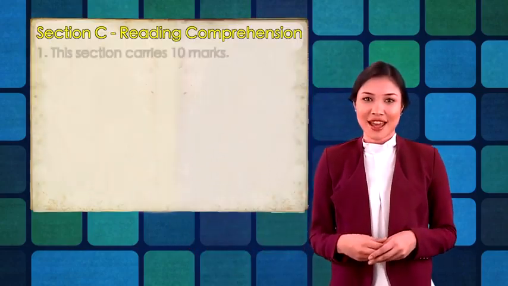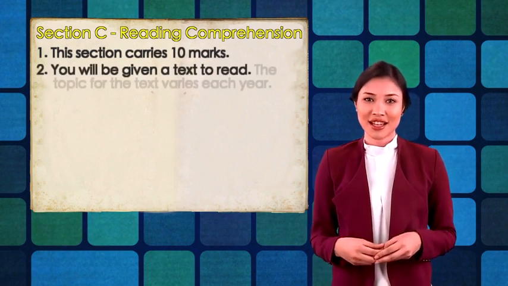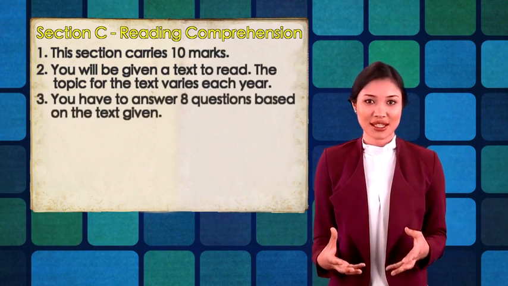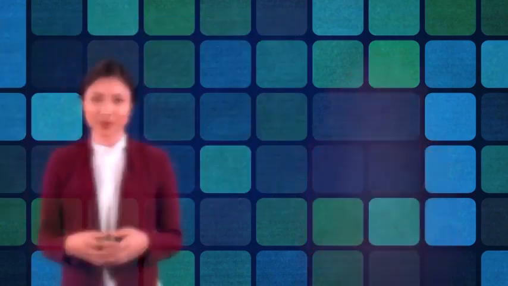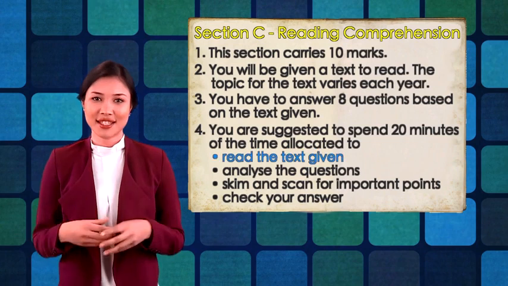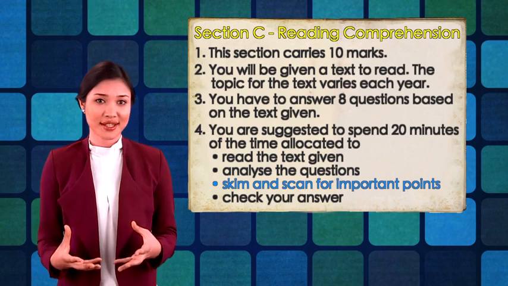Before we begin our lesson today, let's look at section C. This section carries 10 marks. You will be given a text to read. The topic for the text varies each year. You have to answer 8 questions based on the text given. You are suggested to spend 20 minutes of the time allocated to read the text given. Analyze the question, skim and scan for important points, and check your answer. In general, the questions are organized according to the level of difficulty, from easy questions to more difficult ones.